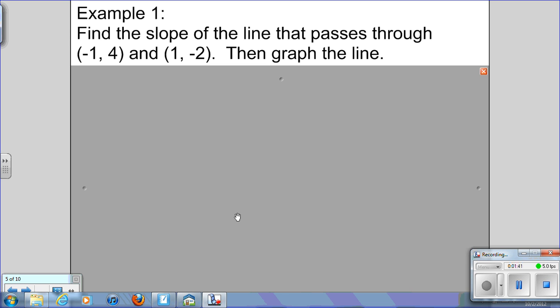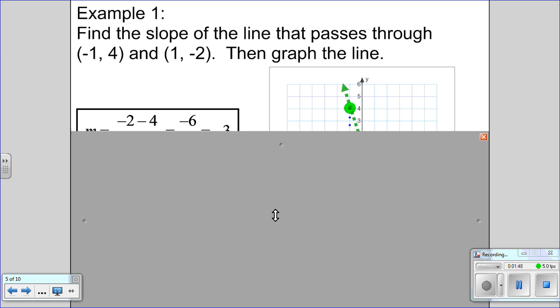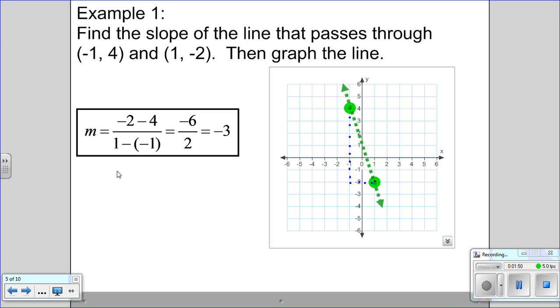So let's try finding the slope of the line that passes through (-1, 4) and (1, -2), and then we'll graph the line. So here's the formula in the box. M represents the slope. It equals the change in the y values. The y values are the second numbers in the ordered pairs, so you take -2 minus 4, and you get -6. And then in the denominator, you're going to subtract the x values, the first numbers, 1 minus -1. And the double negative here is really like adding, so we get 2.